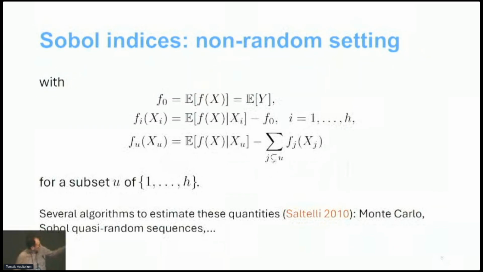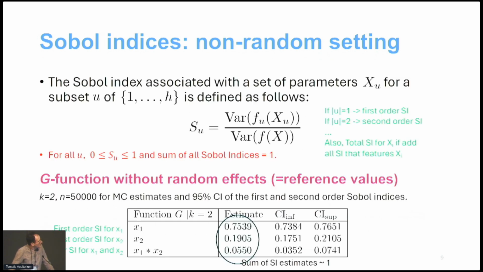You will try to decompose the outcome with respect to the input conditionally to some subset of variables. And there are several algorithms designed to estimate those quantities based either on Monte Carlo or quasi-Monte Carlo techniques. But what is interesting is that all those tools are only defined in non-random settings. And we all know that in biology and for omics data, for instance, we are dealing with models with random effects. So what we did was to try to use the Sobol indices in the context of random effects.